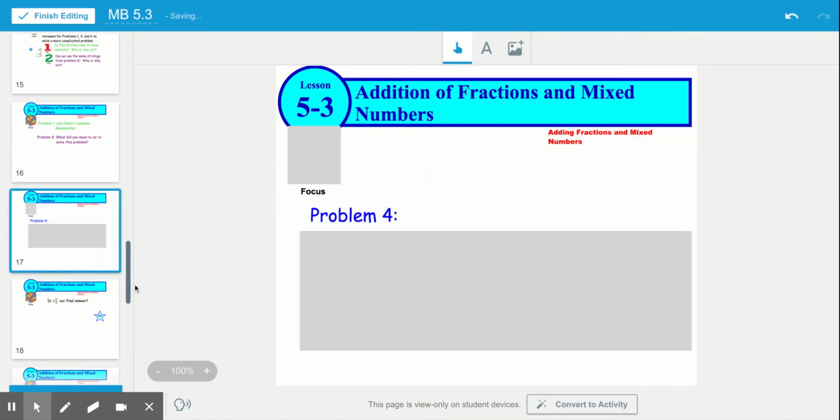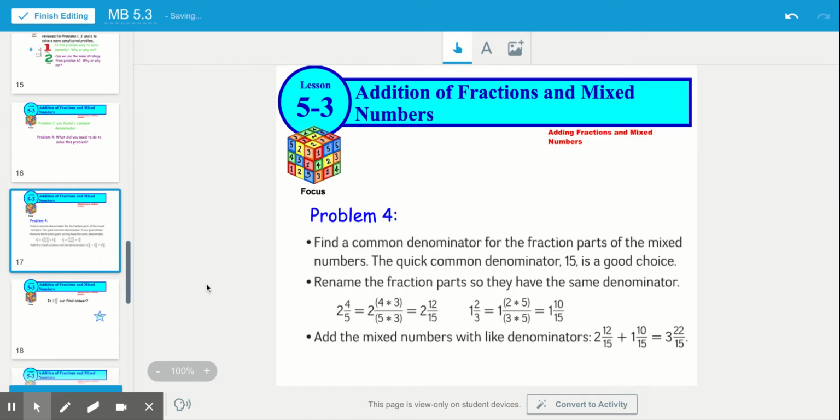So taking a look at problem number 4 here, more in depth, you want to find your common denominator for the fraction parts of the mixed numbers. The quick common denominator is 15, and that's a good choice. You can rename the fraction parts so that they have the same denominator. So we're going to take 2 and 4/5. We're going to multiply the 4 times 3 and the 5 times 3 that's in that fraction. And you rename your mixed number as 2 and 12/15.